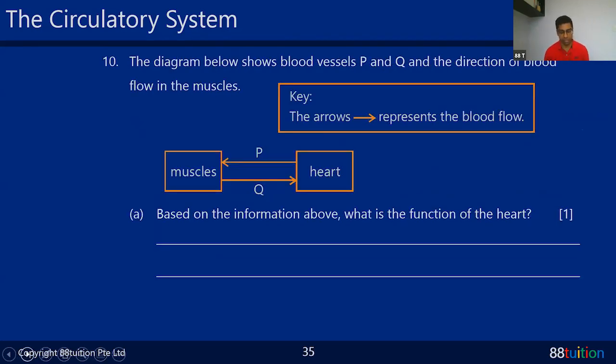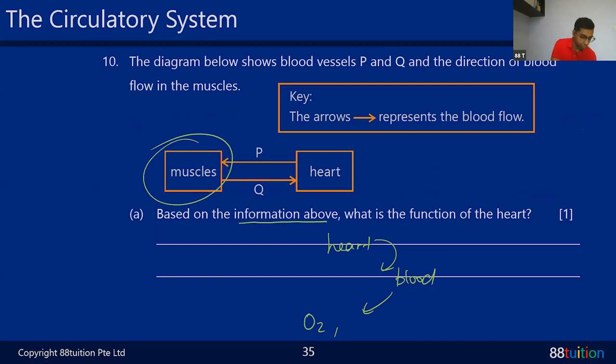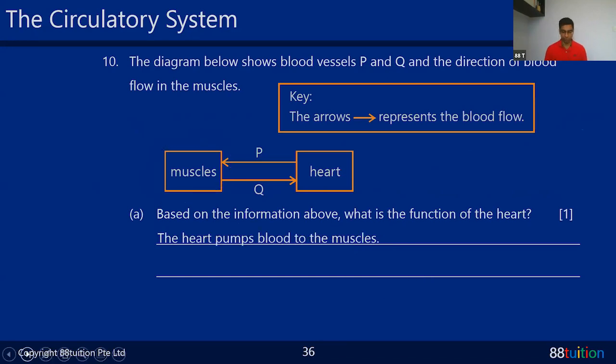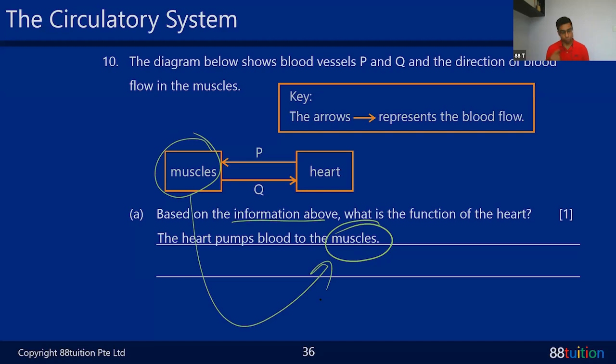Last question. Based on the information, what's the function of the heart? Based on the information above, you know the heart pumps blood and sends oxygen throughout the body, right? But based on the information here, we're talking about muscle. So you need to have the word muscle. This is where your teacher likes to catch you. If you don't include the word muscles here, they will try to minus mark because you didn't base it on the information above. We just put in one word, muscle, and we expect you to write that muscle in. If you don't, then you have not based it on the information given.